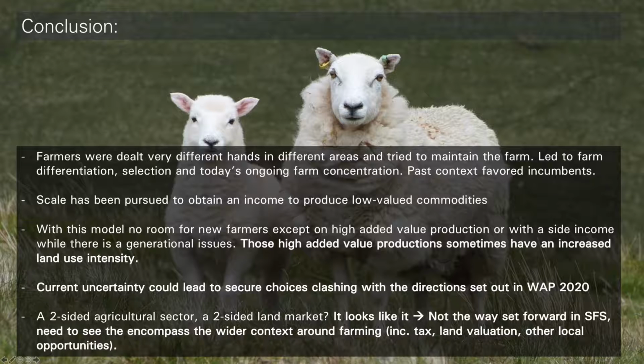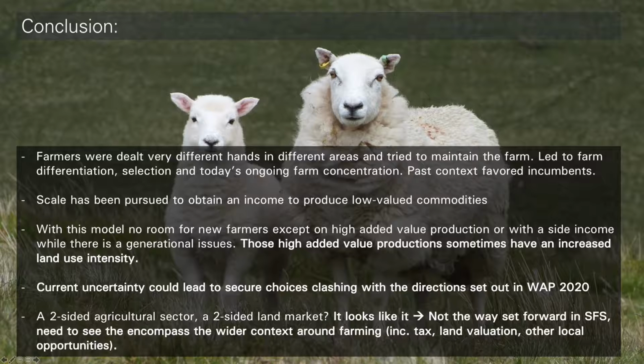While we all realize that farmers were dealt very different hands depending on where they sit in Wales, in the landscape, when they entered farming, the past context has really favoured incumbents. And it also led to farm selection and farm concentration in the farming sector, with scale being pursued as a way to maintain income, facing low-valued commodity prices and market prices aligned on the world market.